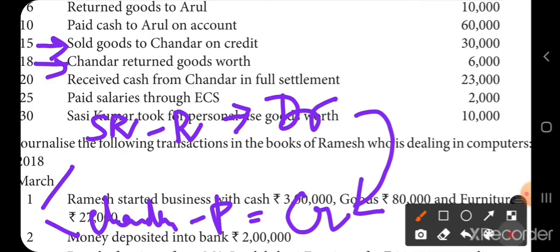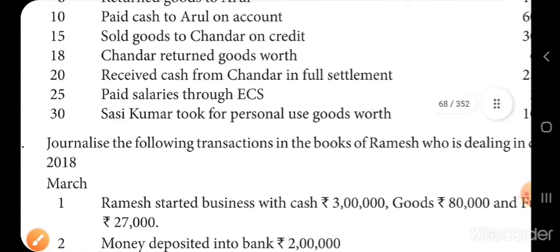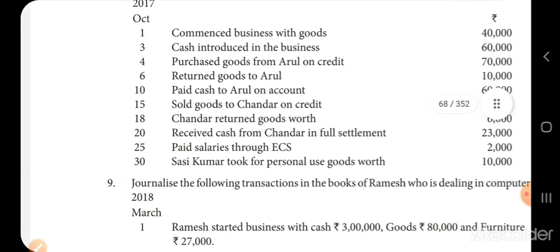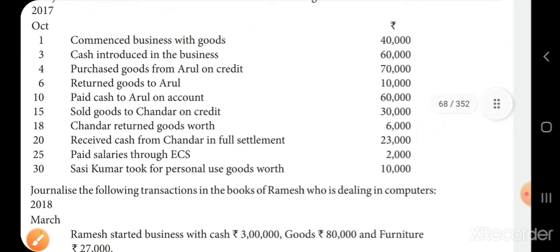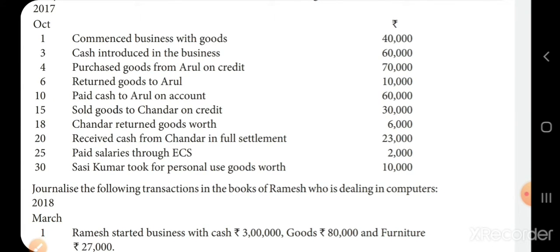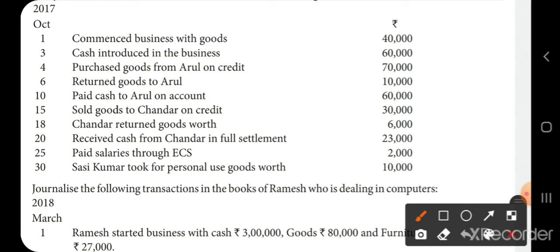Okay. The next transaction, here, see here, on 15th sold goods to Chandar 30,000. One second. Received cash from Chandar in full settlement 23,000.